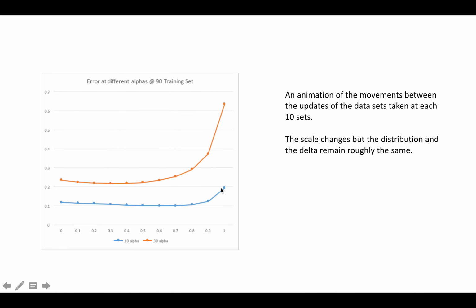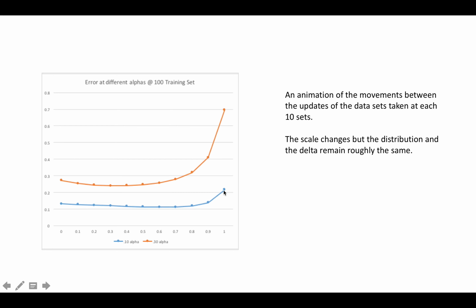The scale doesn't make sense here, but if you remember the original .1 training set, it ended up just above .2 error rate, and so the distribution is just widened out a little bit, but it matches the same curve. At .3 alpha, the error rates are significantly higher.